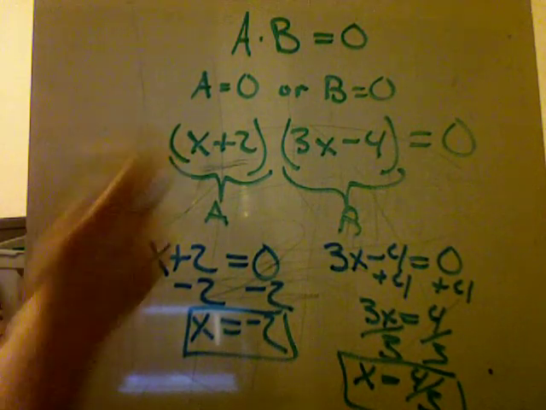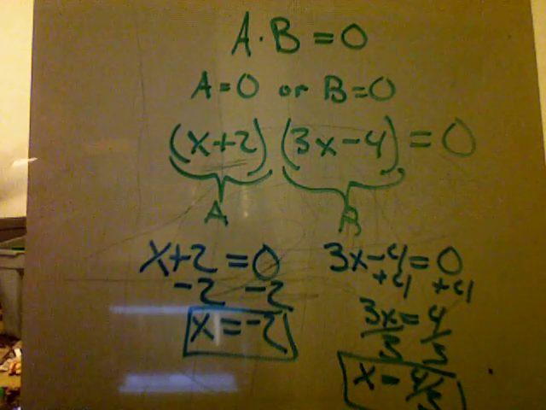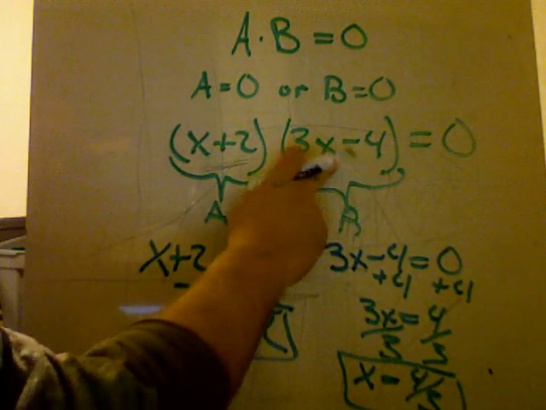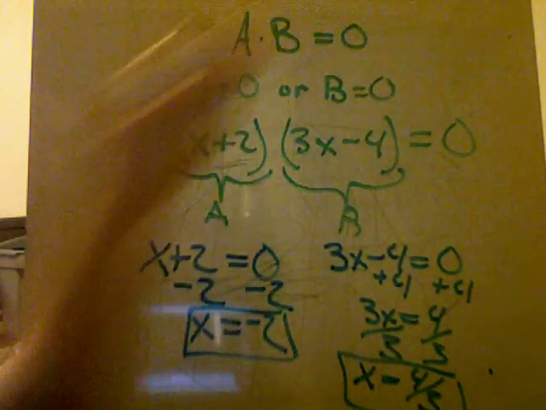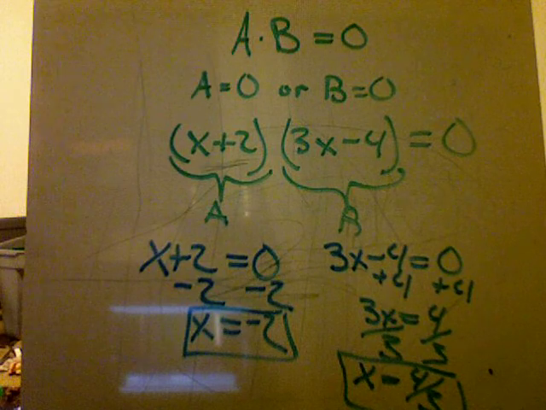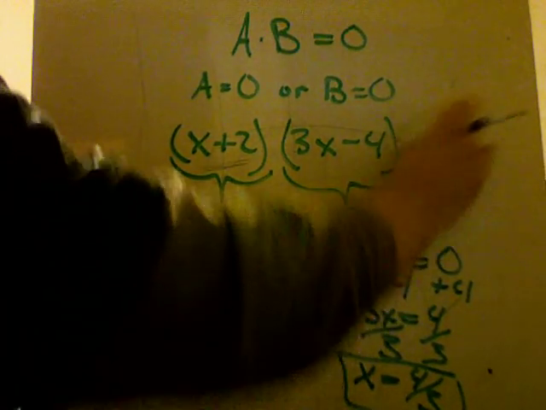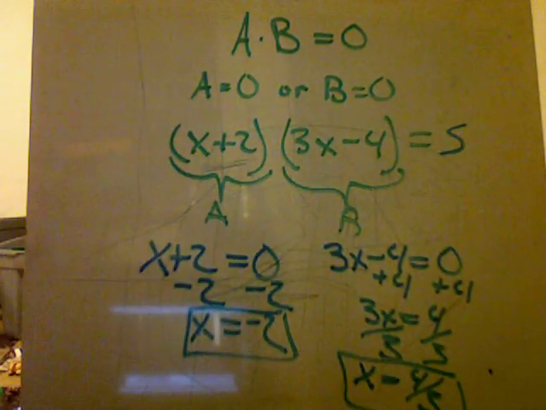Again, I can test it. Put 4/3 in here plus 2. Well, that's not 0. 4/3 in here for x times 3 will leave me at 4. 4 minus 4 is 0. Okay? So it works.